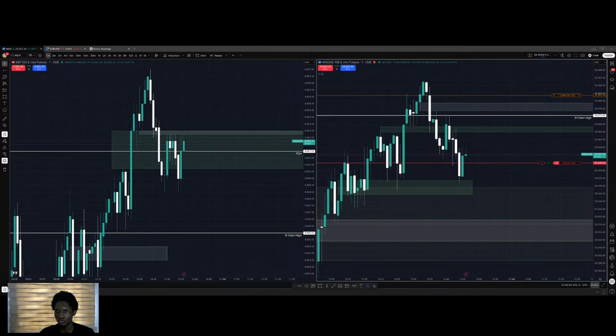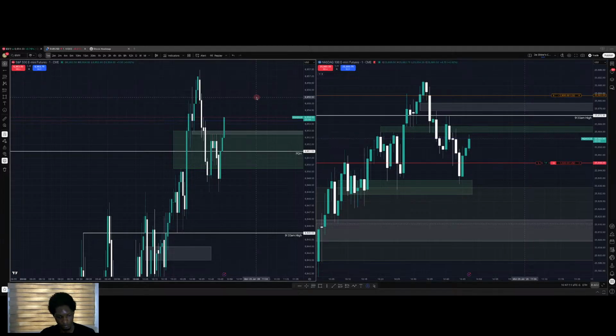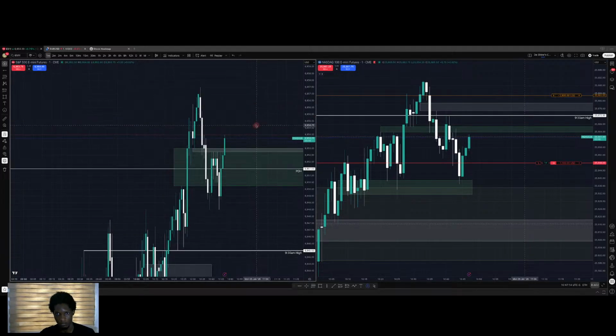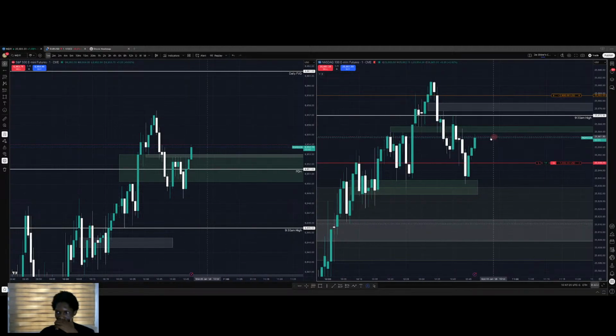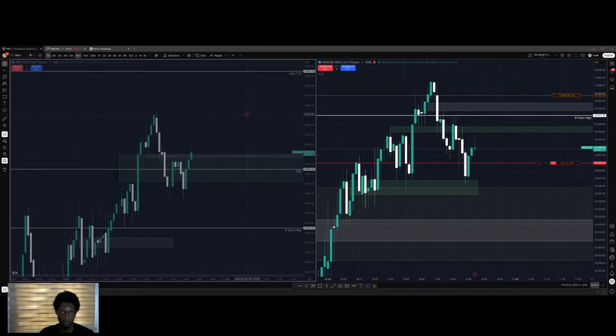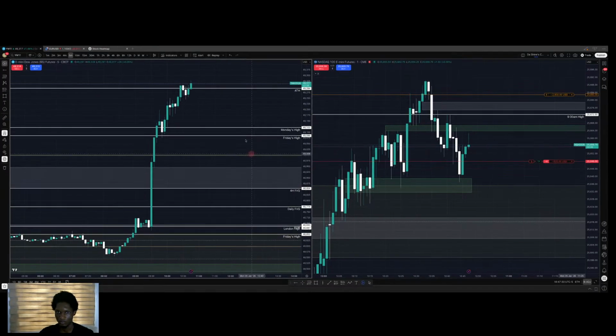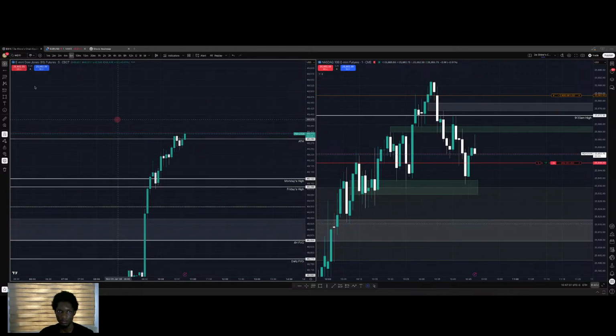Because I'm giving price room to buy up if it wants to. But this is weaker, so I don't want to see us come here. If I'm being honest, I want to just keep respecting this order block. Let me check YM. Yeah, YM is just going higher.